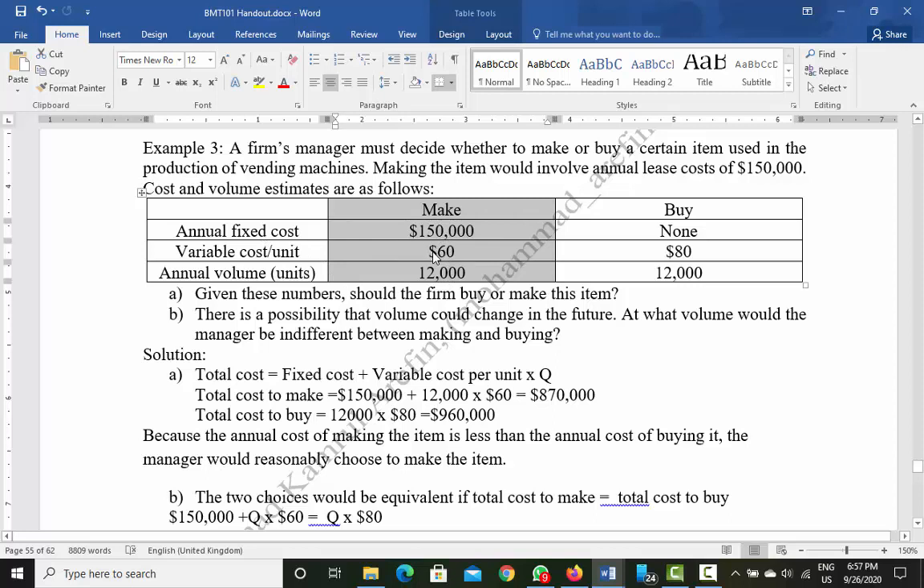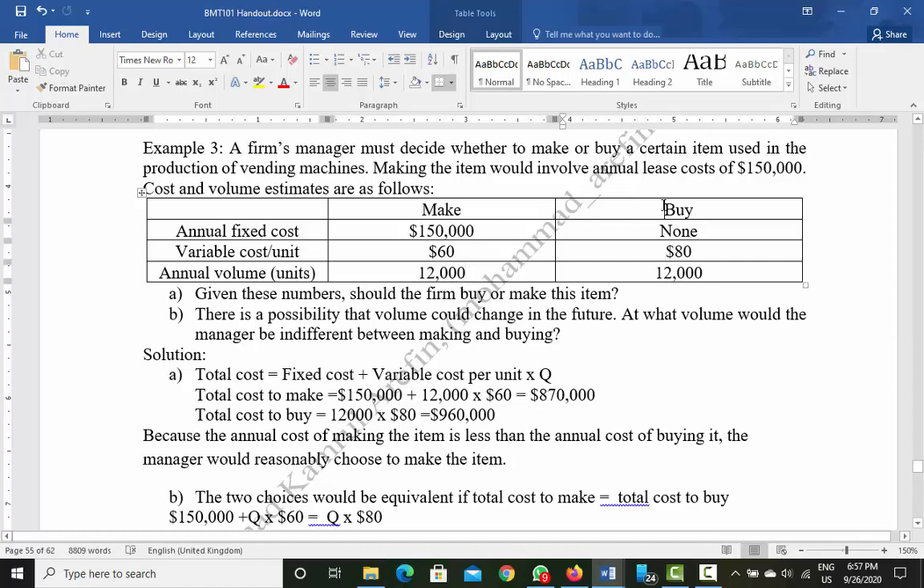Variable cost will be $60 per unit, and they can produce a maximum of 12,000 units per year, or they need 12,000 units per year, right?